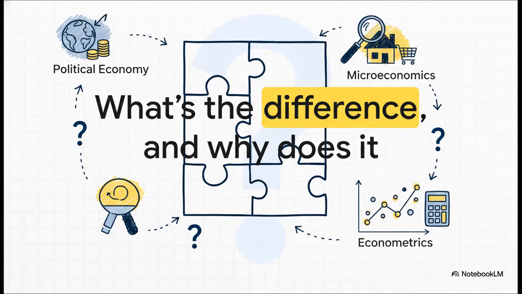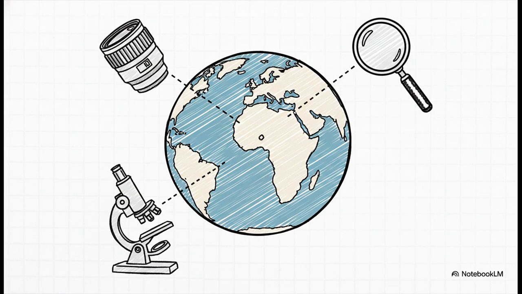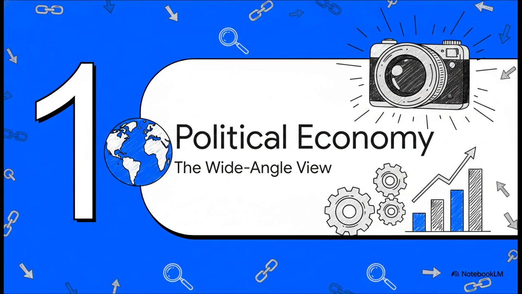You've probably heard these terms thrown around, right? Political economy, microeconomics, econometrics. But what's actually the difference between them? And why should you even care? That is the puzzle we are going to solve together right now. And really, the best way to get a handle on all this is to think of them as three different lenses. They're all pointed at the exact same world, but each one brings a totally different part of it into focus. All right, let's kick things off with the original lens, the OG of economics, if you will, political economy.